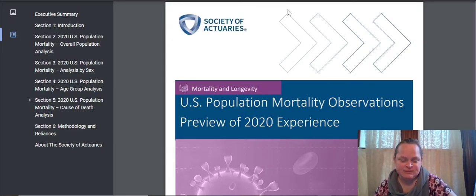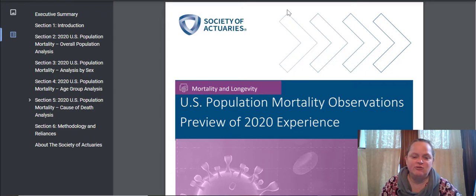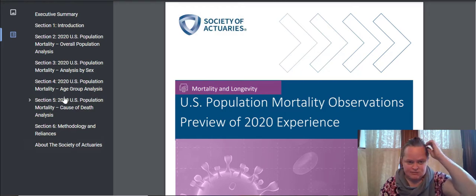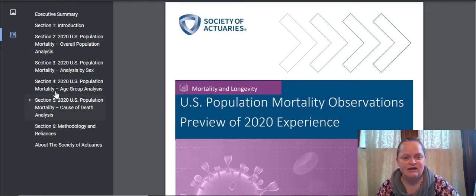Today I'm going to just be pulling a couple of results out of this recently released research from the Society of Actuaries, a U.S. population mortality observations preview of 2020 experience. And I have this in a navigation view so that you can see the different sections here. We don't have to look at the table of contents. There's overall population mortality, also looking at what happened with specific age groups, and then also specific causes of death.